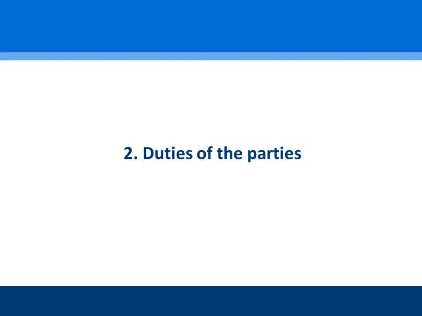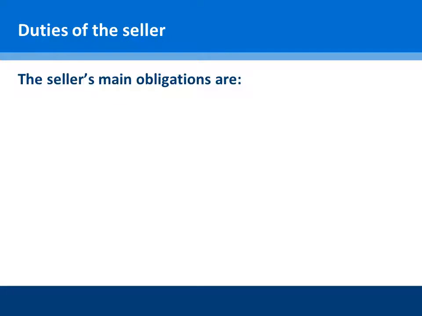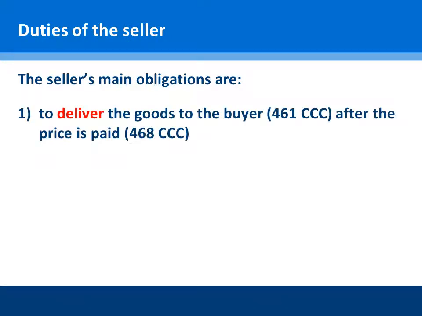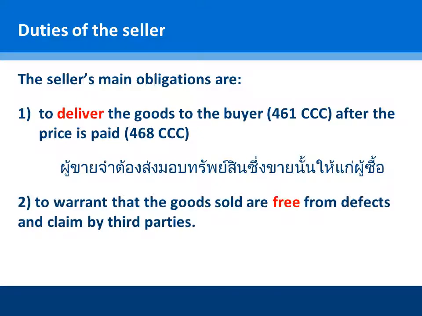What are the duties of the parties? The duties of the buyer include taking delivery of the property which is sold, as well as paying the price. Duties of the seller include to deliver the goods to the buyer after the price is paid, as well as making the buyer acquire ownership, providing all the necessary documents which may be required to make the buyer acquire ownership of the goods. Also to warrant that the goods sold are free from claim by third parties and free of defects. Let's see in more detail what it means.